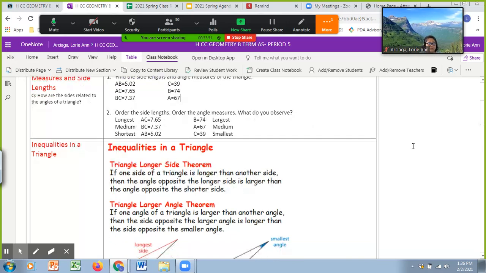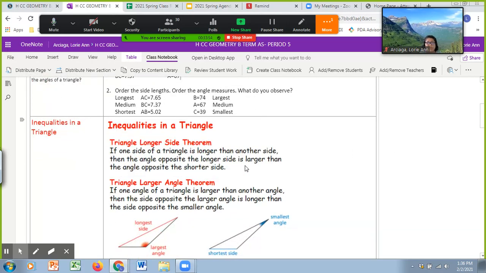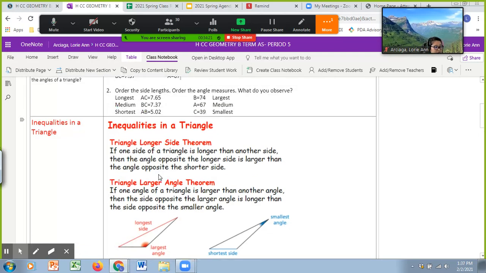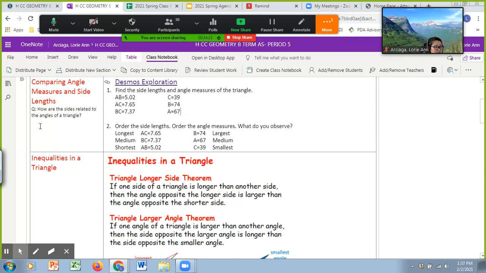All right, so when you finish, just read this one for me. I copied and pasted this from your textbook. So they're given names such as triangle longer side theorem and triangle larger angle theorem. But basically, it just means the longest side is across the largest angle and the shortest side is across the smallest angle and vice versa. So that pretty much is what this means. So I would like you to write these down in your own way, in a simpler way you can remember faster over here. Okay, so type your answer right here.